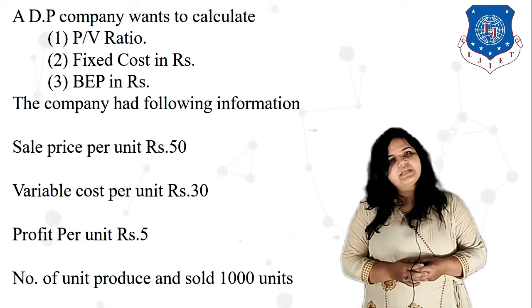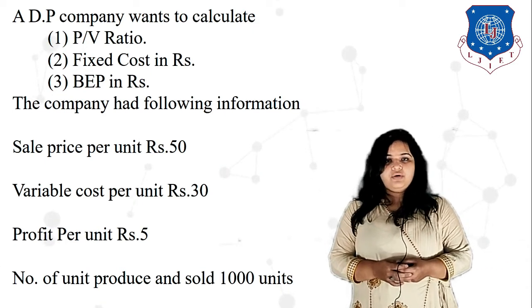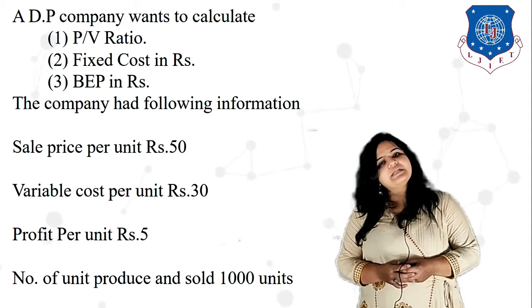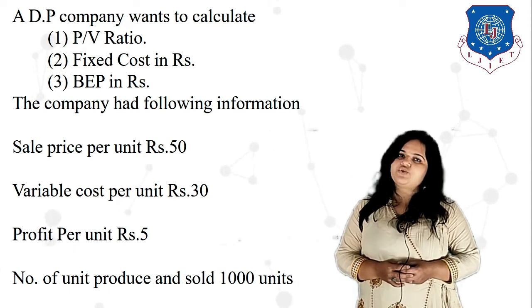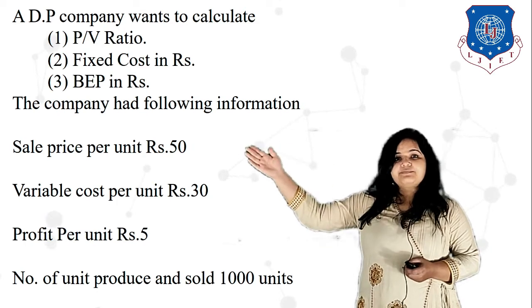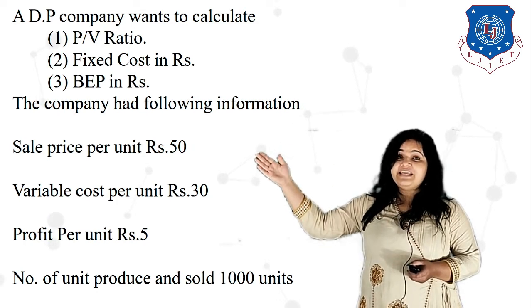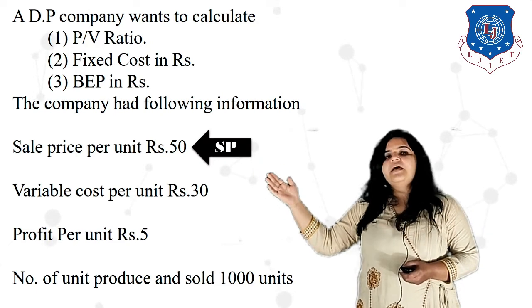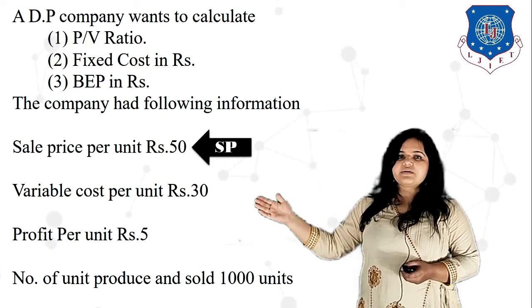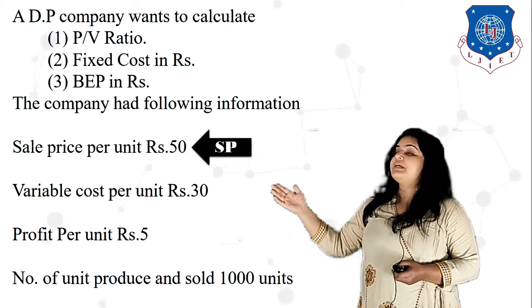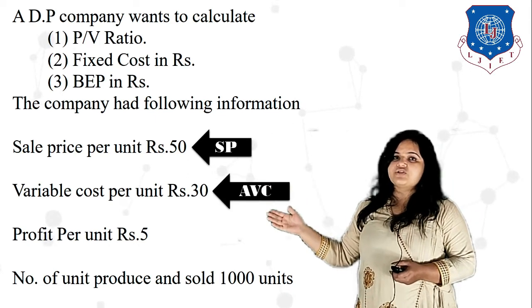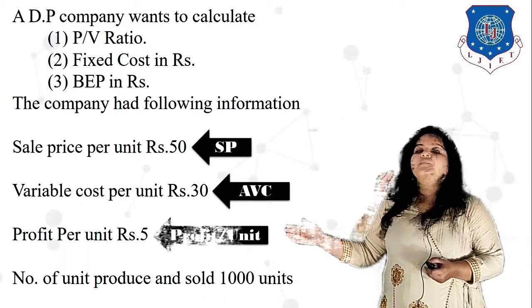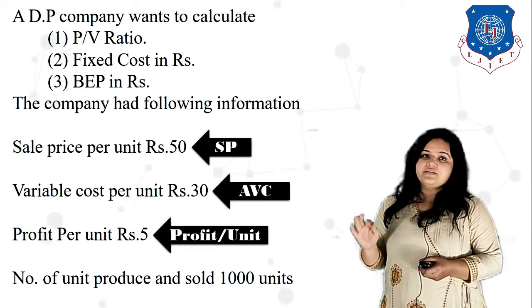A DP company wants to calculate P by V ratio, fixed cost in rupees, BP in rupees, and the company has given the following information. Sales price per unit is equal to rupees 50. What is given? Yes, you are right. SP is given. Variable cost per unit is equal to rupees 30. What is given? Average variable cost or AVC is given. Profit per unit is rupees 5. Profit per unit is given.